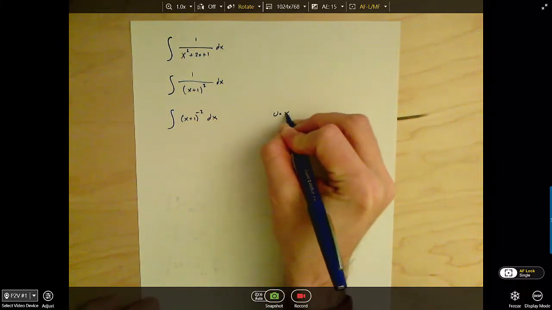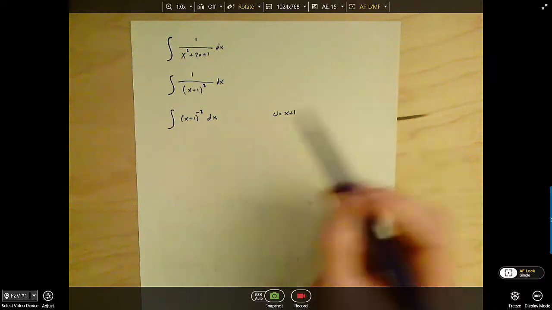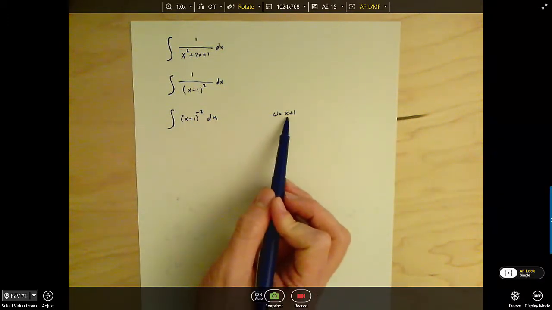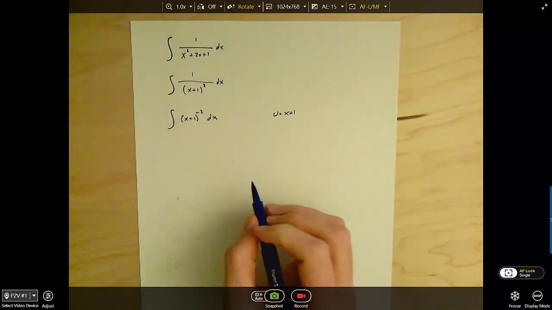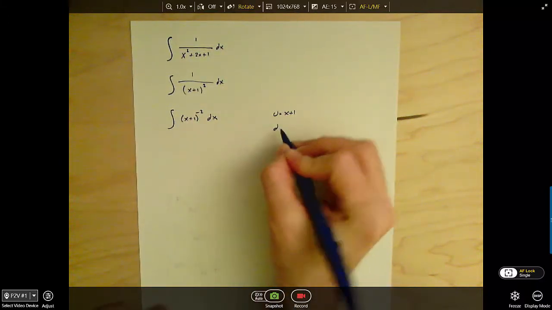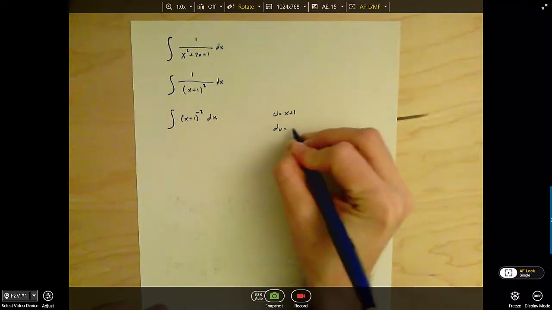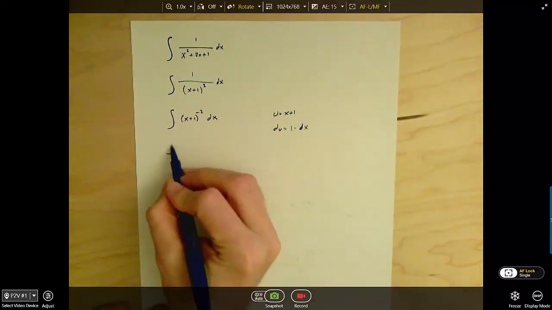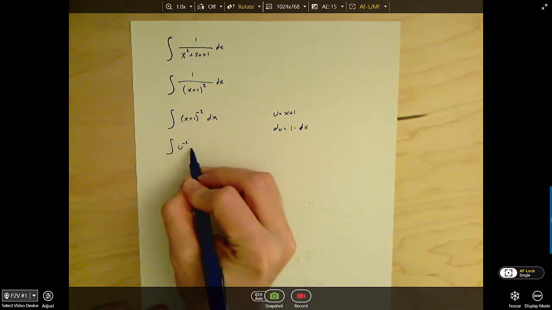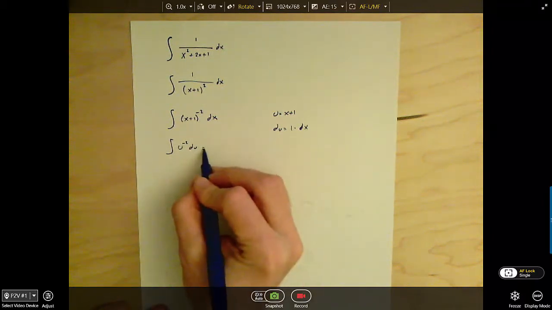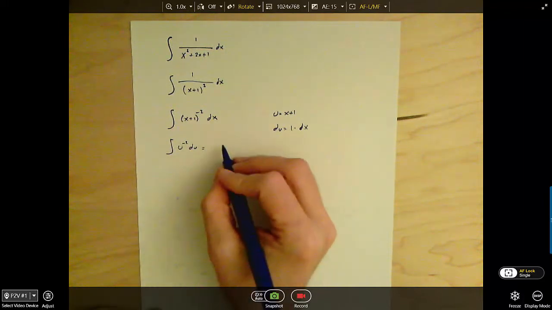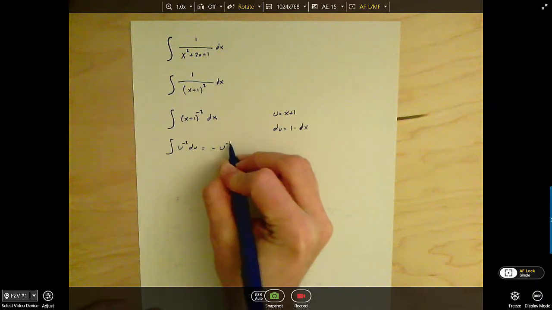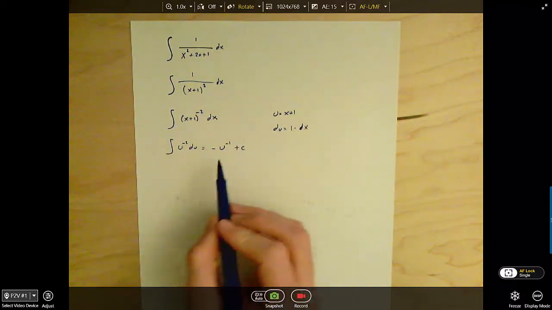So I could define my u function to be x plus 1. Let's see, is the derivative of the inner function present? Well, the derivative of the inner function is just 1, so it seems like it's going to work. So let's try and do it. So du should be 1 times dx. So I can rewrite this as u to the negative 2 du. And if I take the antiderivative, let's see, so that's going to be negative u to the negative 1.